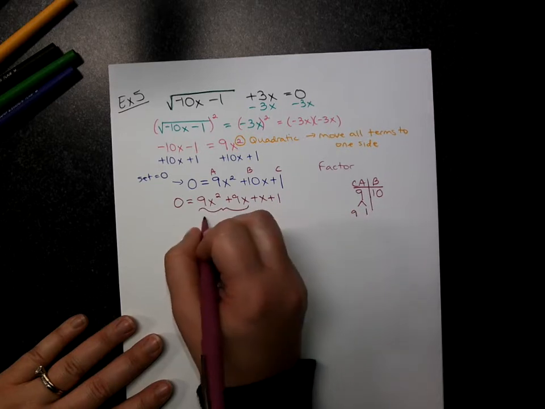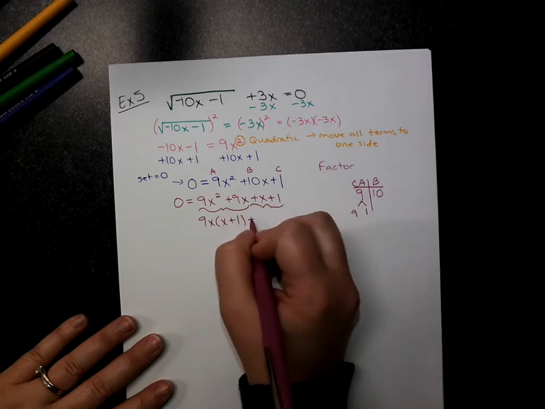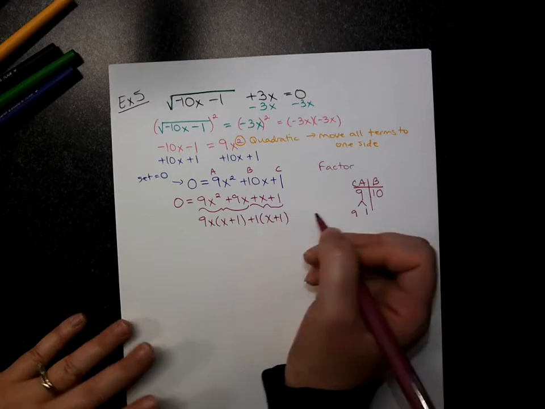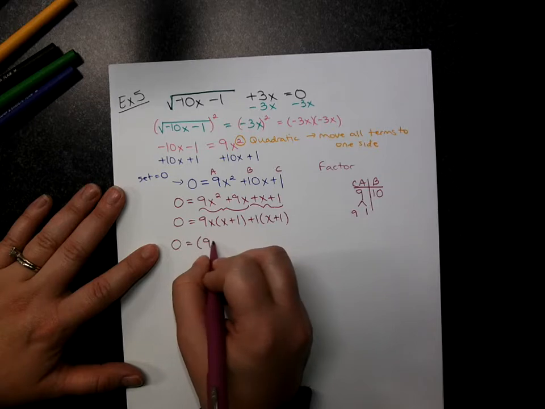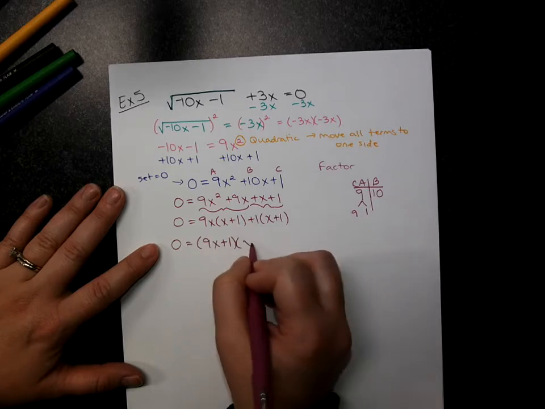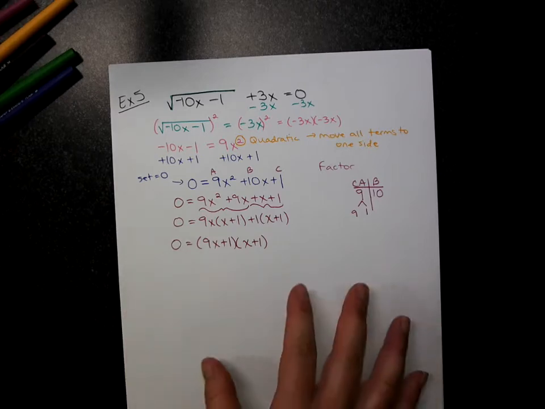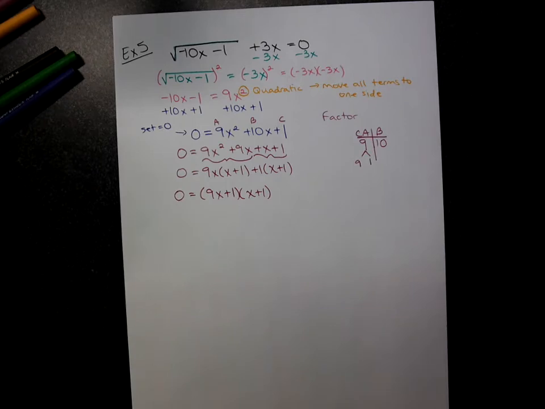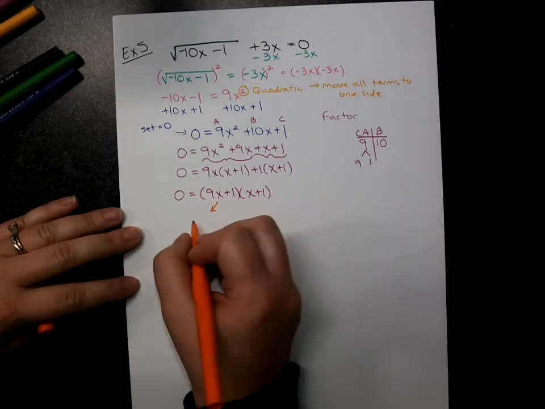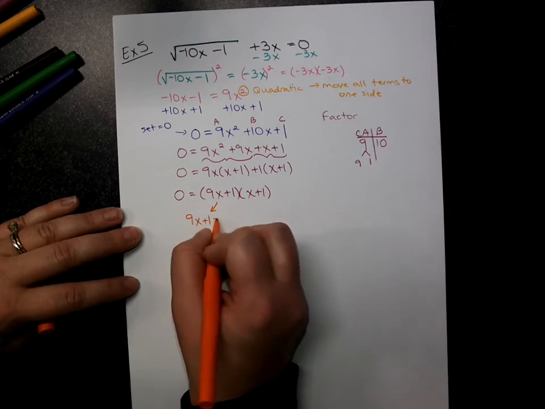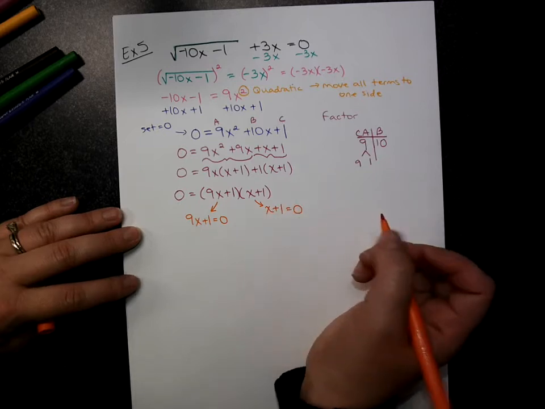I'm going to do my grouping, just going through the factoring trinomial steps. Second grouping is a plus 1 and x plus 1. Still equal to 0, and then when I reorganize, that gives me 9x plus 1 times x plus 1. Now with quadratics, you're going to get two answers. So your first answer is setting the first factor equal to 0, so 9x plus 1 equals 0. The second piece is setting the second factor equal to 0.